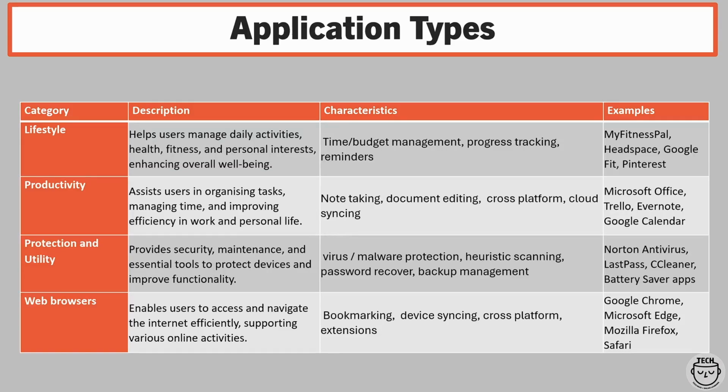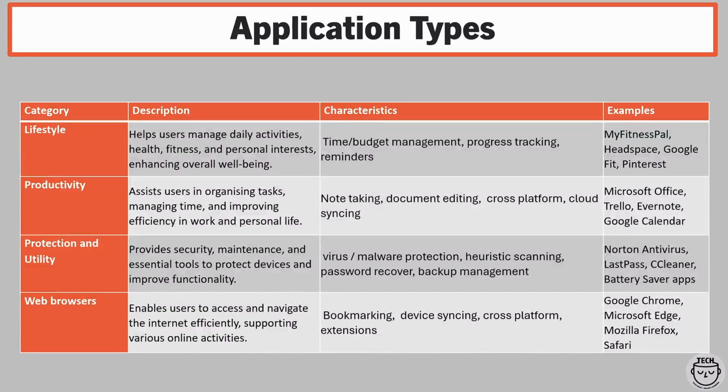Next, we've got productivity. It's assisting users in organising themselves, managing your time, efficiency at work. So it might be automatically note-taking from your phone instead of a dictaphone, allow you to edit documents. They're usually cross-platform, so you might go from your tablet to your desktop and sync across your cloud platform. So we've got Office, Trello, Evernote, and Google Calendar there for some examples.